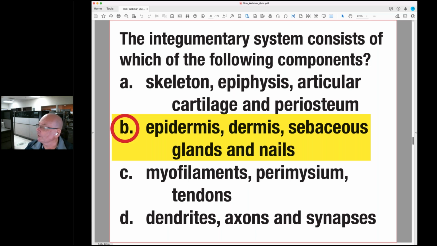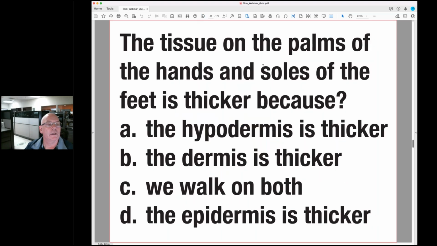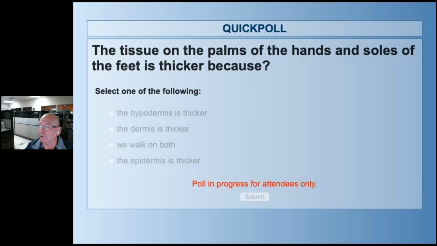All right, hopefully you have that down. Let's go to the next one. The tissue on the palms of the hands and soles of the feet is thicker because, we went over this: the hypodermis is thicker, the dermis is thicker, we walk on both, or the epidermis is thicker.